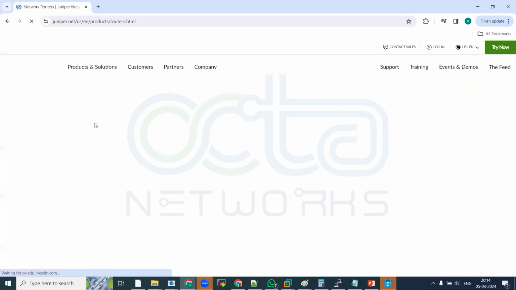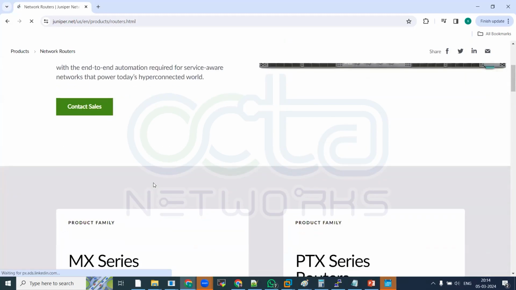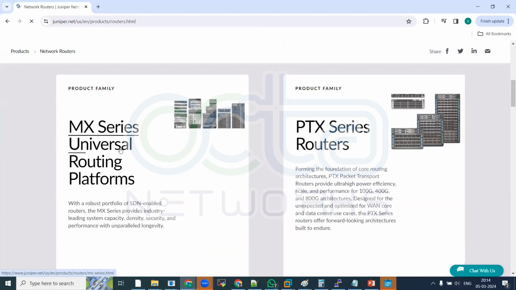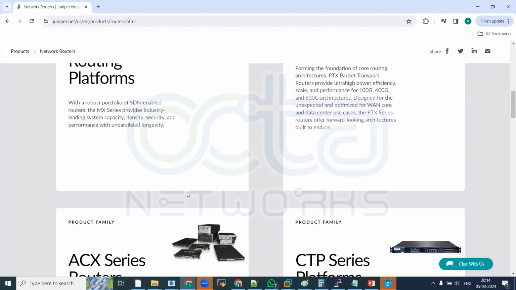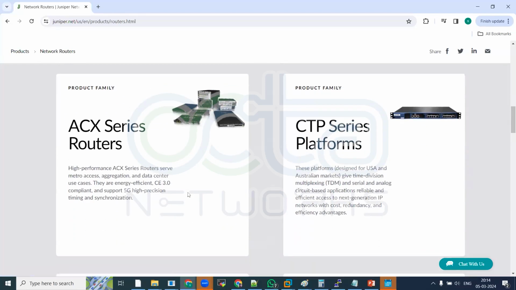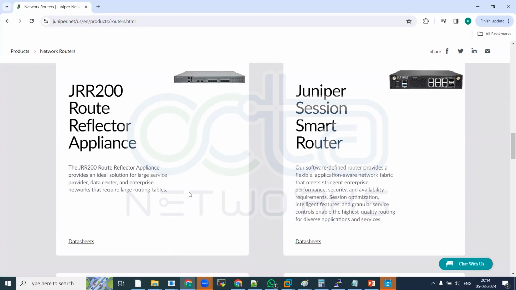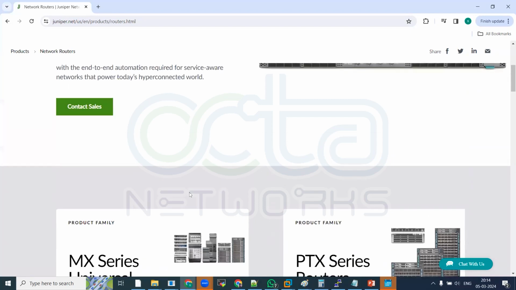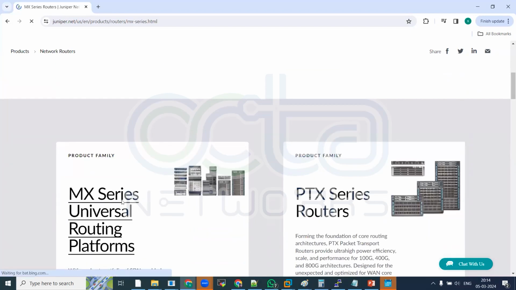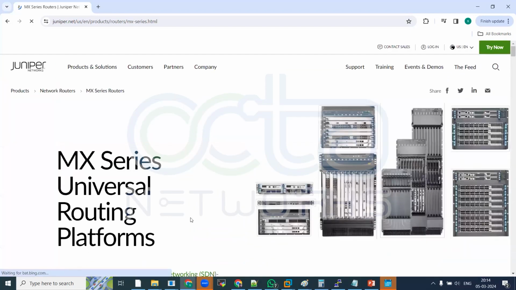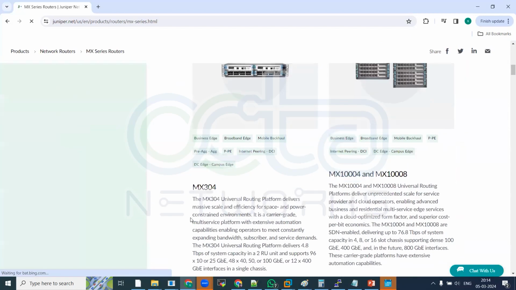If you take a deeper look at the routers, we have different categories like MX series routers and PTX series routers. In enterprise business, MX series devices are there. In the service provider domain, we have PTX series devices. There are a few others also available: ACX, CTP, and other devices. But our focus will be on the MX series, and that only I'm going to show you in my practicals.